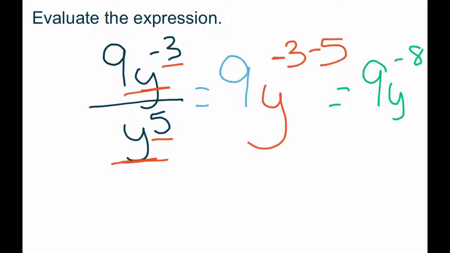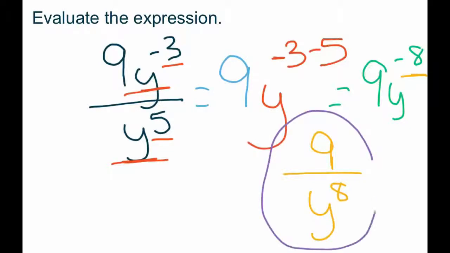And we would change this because we have a negative power. The 9 stays on top because it does not have a negative power. And y to the 8th power goes on the bottom to get rid of the negative in the power. And this would be our final answer.